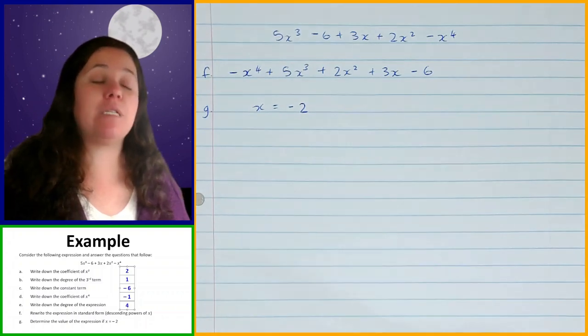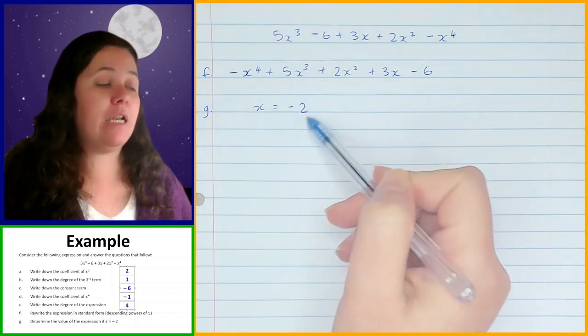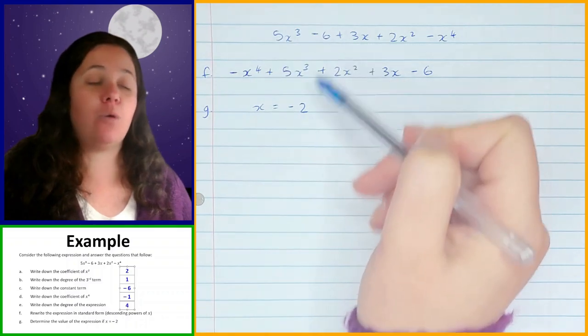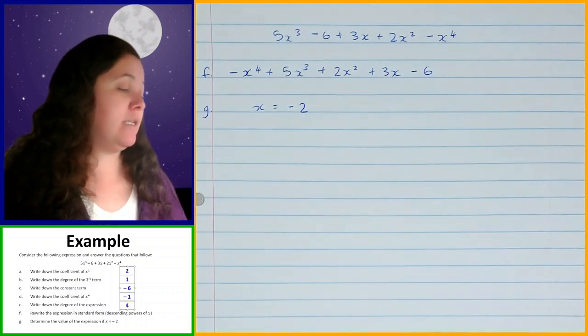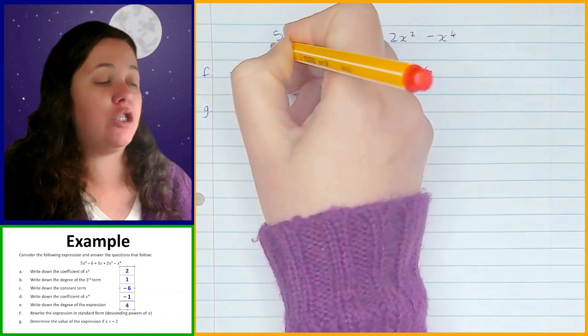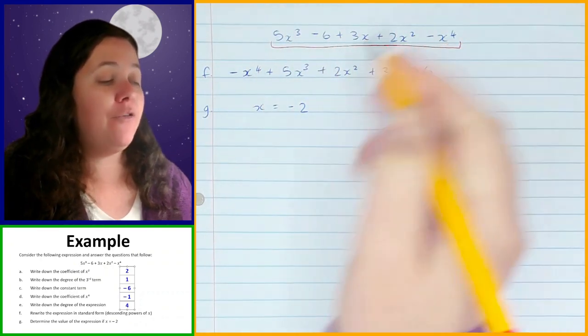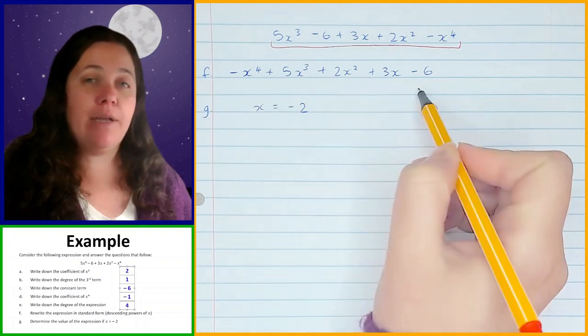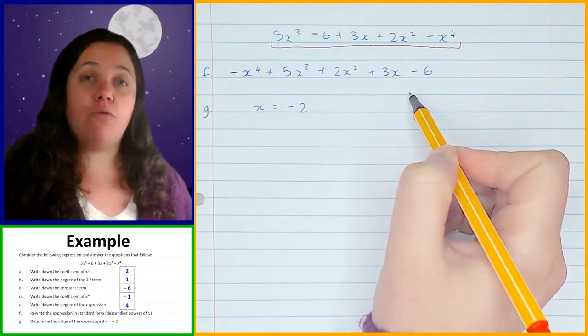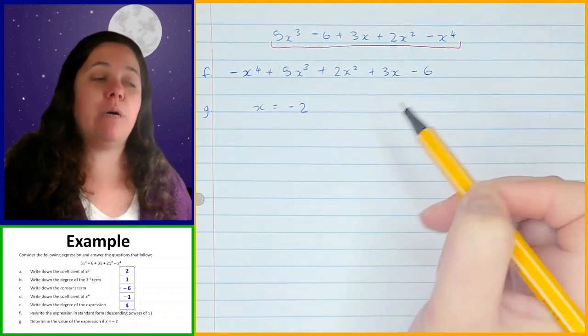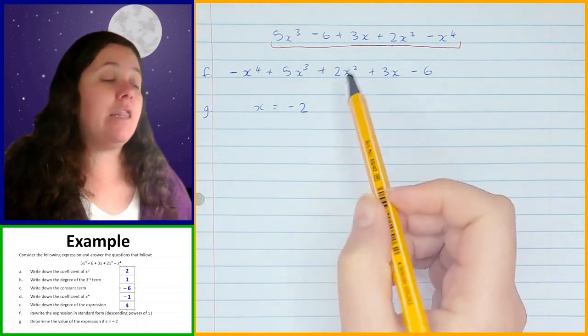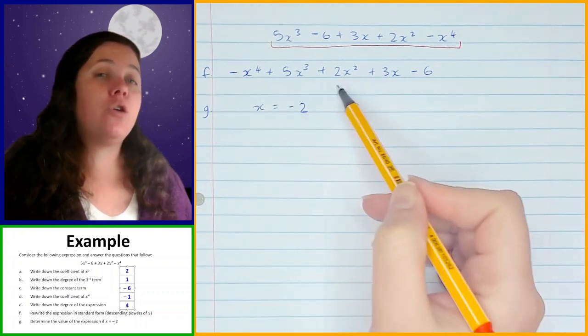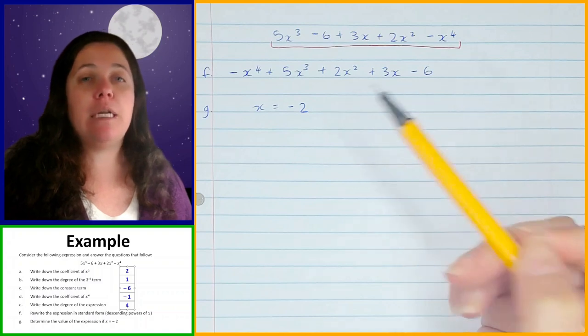So now what I need to do is substitute this value into that expression and work it out. Now I always recommend substituting in the expression that you have been given, because if you happen to make a mistake when writing this in descending powers of x, and maybe you wrote something down wrong and put a plus instead of a minus, then if you substitute into your incorrect version of the expression, you're going to end up with the wrong answer.